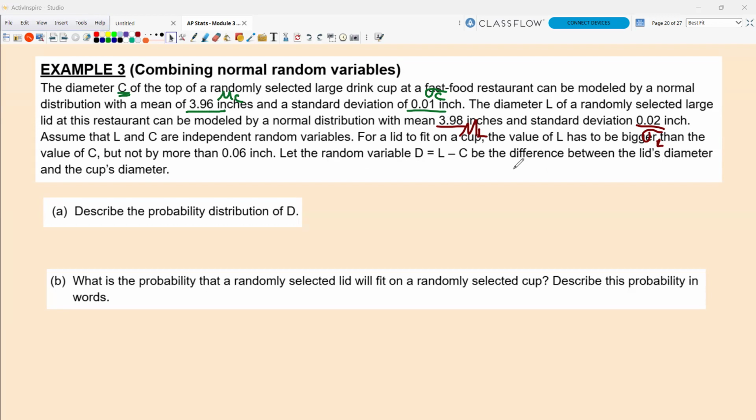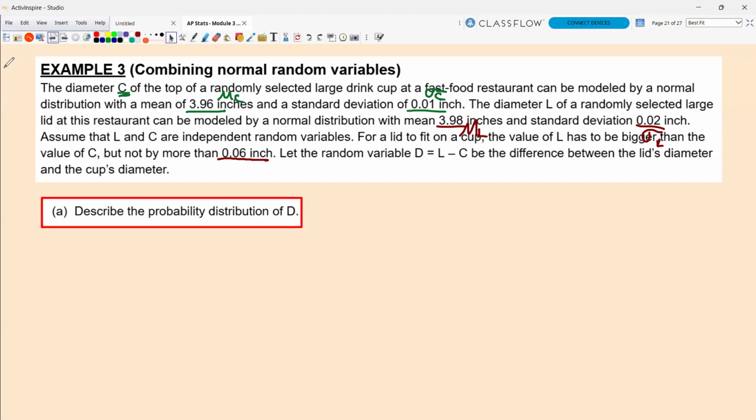Assume that L and C are independent random variables. For a lid to fit on a cup, the value of L has to be bigger than the value of C, but not by more than 0.06 inch. So we have a limit here. Let the random variable D equal L minus C, the difference between the lid's diameter and the cup's diameter. We have two problems, so you might want to screenshot this or pause the video to write these down. A, describe the probability distribution of D, and B, what is the probability that a randomly selected lid will fit on a randomly selected cup? Describe this probability in words.